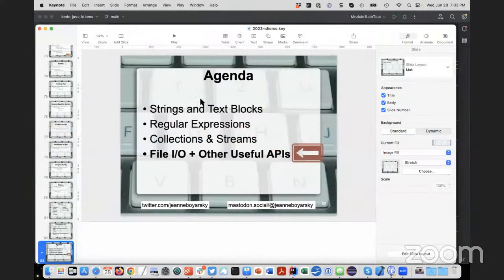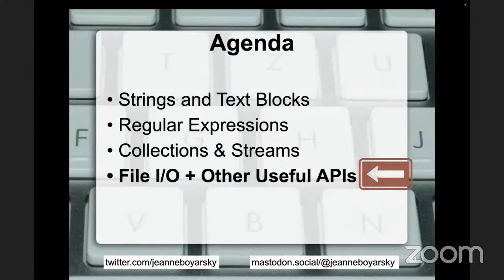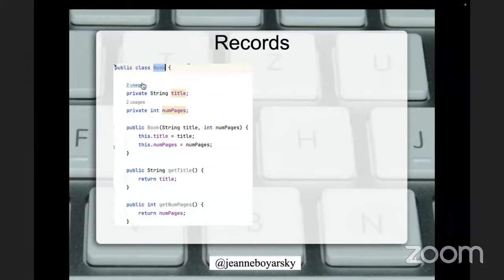Now we've got our last section, file IO and other useful APIs, aka Jeanne's favorite APIs. Although I like file IO a lot too. So we're starting out with records.